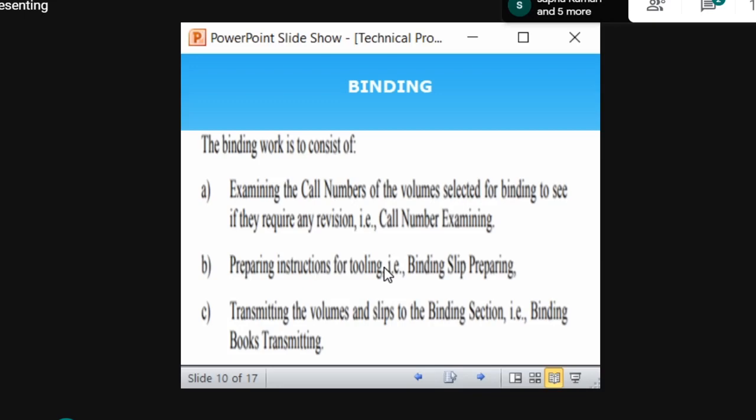Again they will examine what they will do in the binding section. They will examine the call numbers of the volumes selected for binding to see if they require any revision. They just don't bind randomly. The binding department will check again before binding, whether this is the correct call number or the correct code. See how much work they are doing. The same call number is examined three to four times, so that duplication is avoided and mistakes are avoided.